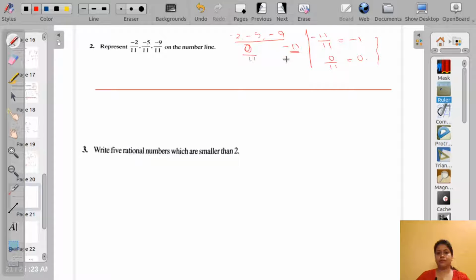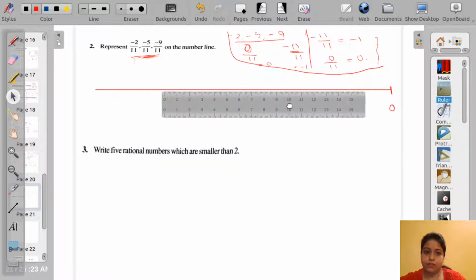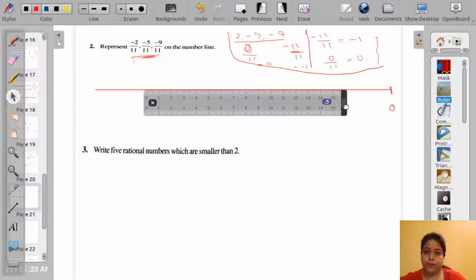So 0 by 11 is 0 and minus 11 by 11 is minus 1. The denominator is 11. That means we have to divide this number line into 11 equal parts. If we want to divide this number line by 2 centimeter, that means up to 22 we have to take. Why 22? Because 11 multiplied by 2 is 22.